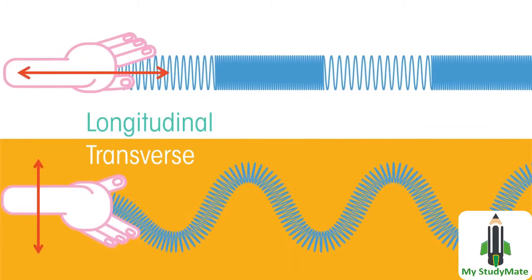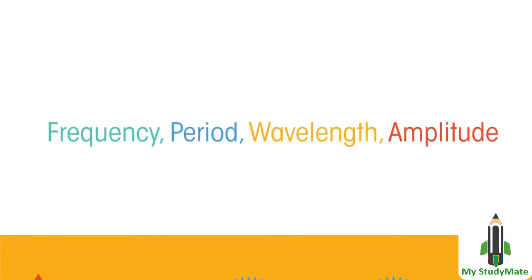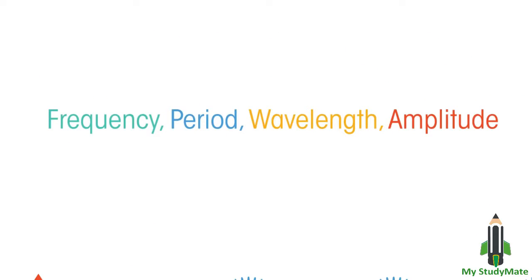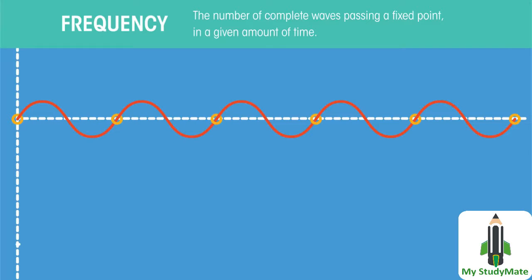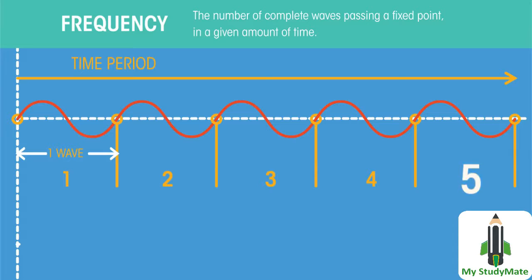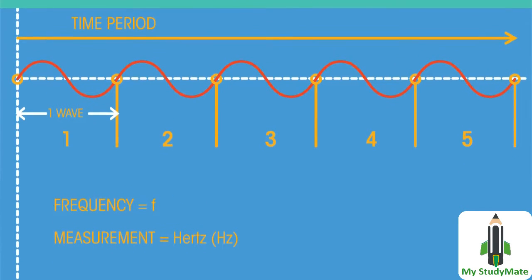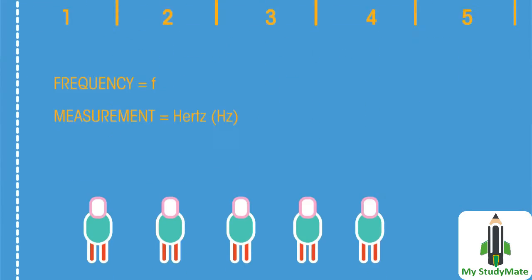There are two types of waves, which we will look at in more detail in another video, but the basic features are the same. The frequency of a wave is the number of complete waves passing a fixed point in a given amount of time. This time period is usually 1 second. Frequency is given the symbol F and is measured in units called Hertz. Hertz measure how many complete cycles per second. So how many people in our Mexican wave stand up every second?